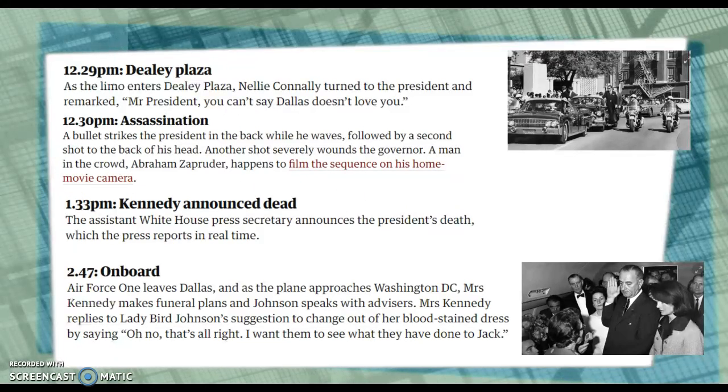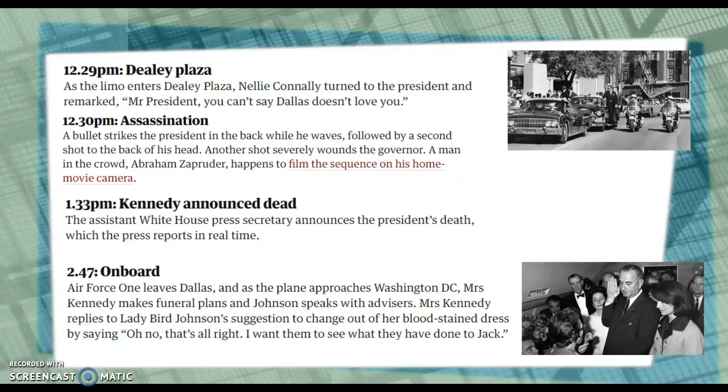The assistant White House press secretary announces the death of President Kennedy, and the press reports it on television in real time. By 2:47, just a little more than an hour later, Air Force One leaves Dallas and the plane approaches Washington, D.C. Mrs. Kennedy begins making funeral plans, and Johnson is speaking with advisors. This is the Vice President, Lyndon Johnson, this man right here.